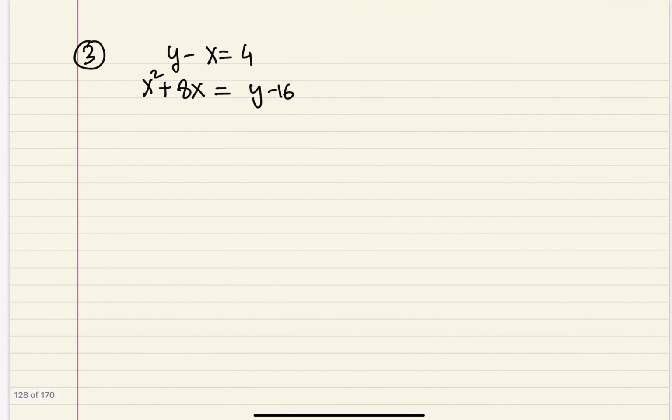See another example, we have a line, and the next one, because only x is squared, looks like a parabola. So this one is a line and a parabola. Now, a line and a parabola can intersect at 2 points, or 1 point, or none. So let's see what happens in this case.